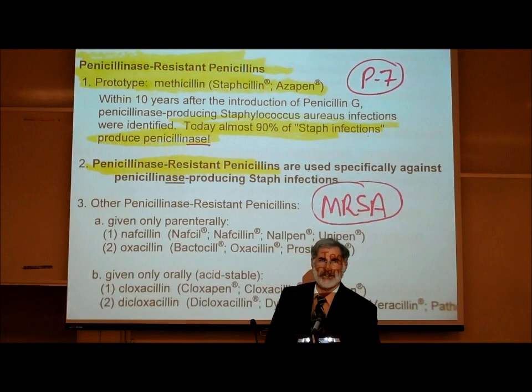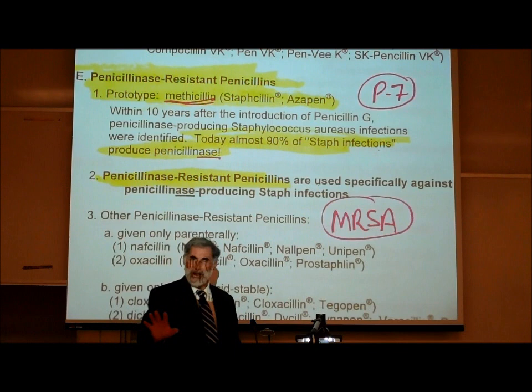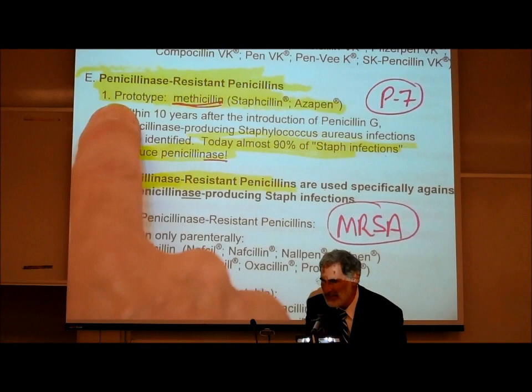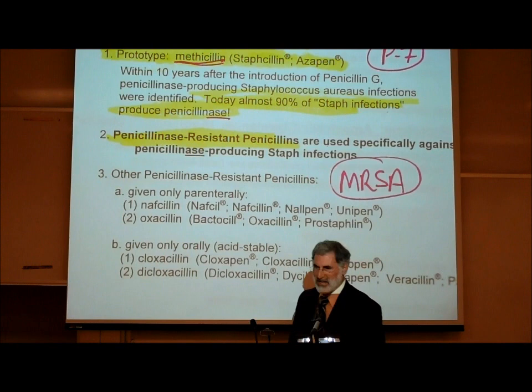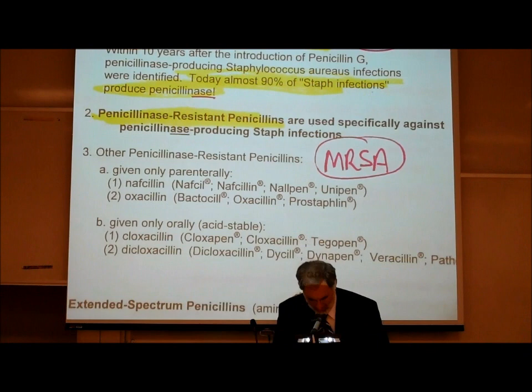So they were using methicillin against it. And now they've started to see that even methicillin won't work against it. Does everybody follow this? So now you know the history of how it got the name MRSA, because they had developed a special penicillin against it. Now, there was a whole bunch of these penicillinase-resistant penicillins. Methicillin was the first one, and there were a whole bunch of others. Some were taken parenterally by injection, and some were taken orally, including stuff called cloxicillin and dicloxicillin, and I don't know if anybody ever heard of those.